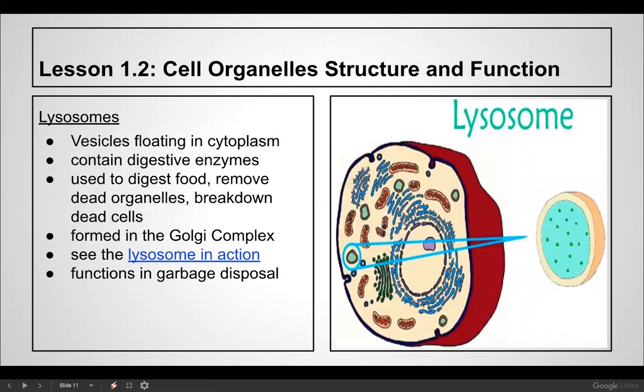Lysosome is a destroyer. Lyse means to cut. And so this is a floating vesicle in the cytoplasm. You can see a little picture here, and that's a cross section of it. It contains all kinds of digestive enzymes used to digest food, remove dead organelles, break down dead cells, just to basically help keep the cell clean and healthy. It formed in the Golgi complex. See the lysosome in action. You just click on that button there and you can see it, and it functions as a garbage disposal for the cell as well.